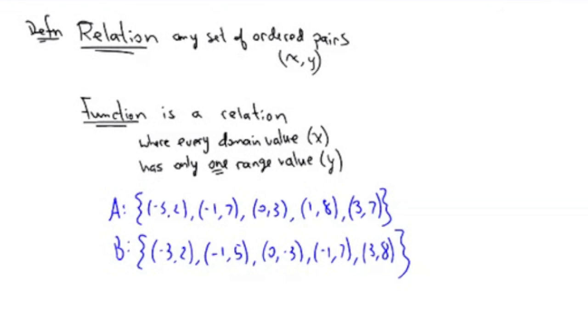One of them is, well, actually, both of them are relations. Guaranteed without a doubt, they're both relations. But one is a function and the other one is not. Which one is a function? A, you think?